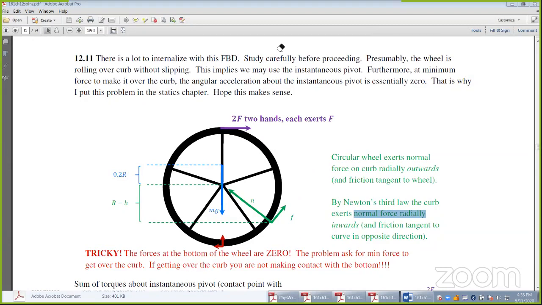And then this one is the clever part. Right here, tricky. It asks for the minimum force to get over the curb. So if you ever see a problem like this, you're supposed to know this. That goes to 0. All right. So I'm going to clear that out and scroll down.